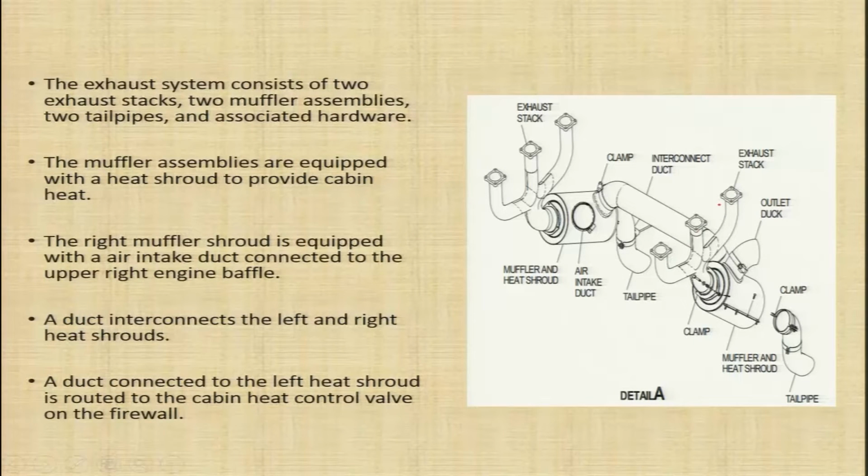If this is your right side, this is for cylinder number 1, 3 and 5, and this is for cylinder number 2, 4 and 6. So, all the exhaust ports of the cylinders are connected to the exhaust stacks. These exhaust stacks are connected by means of an interconnect duct. Here you can see the interconnect duct connecting the 2 exhaust stacks, and this is your muffler. This side you have one muffler and this side you have another muffler. Then here you have your tailpipe, through which the exhaust gases are going out, and on one of the mufflers you have an air intake duct.